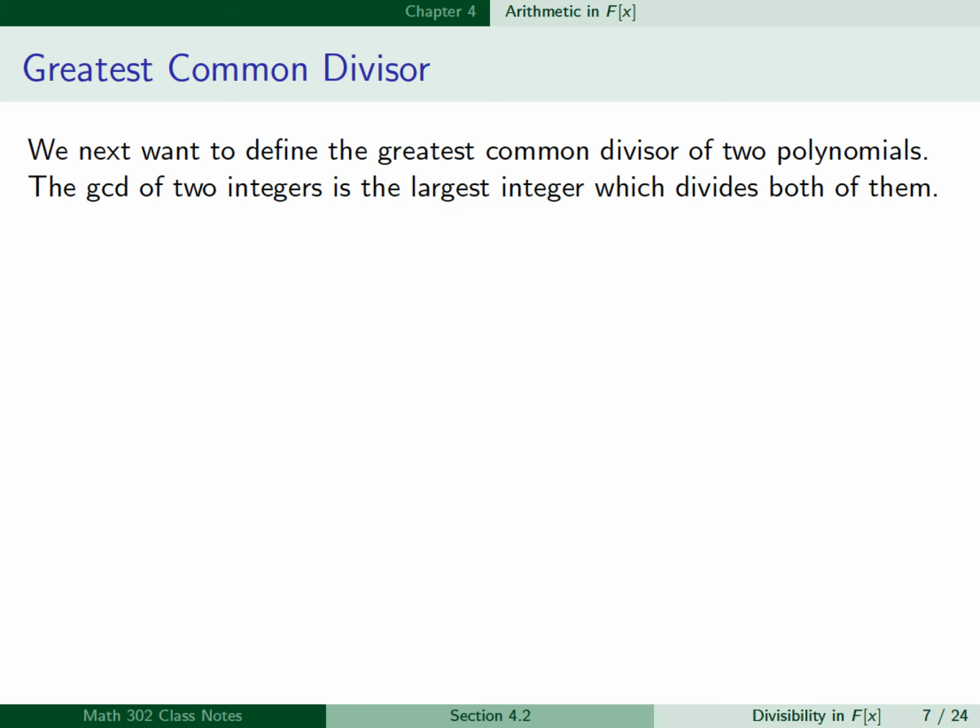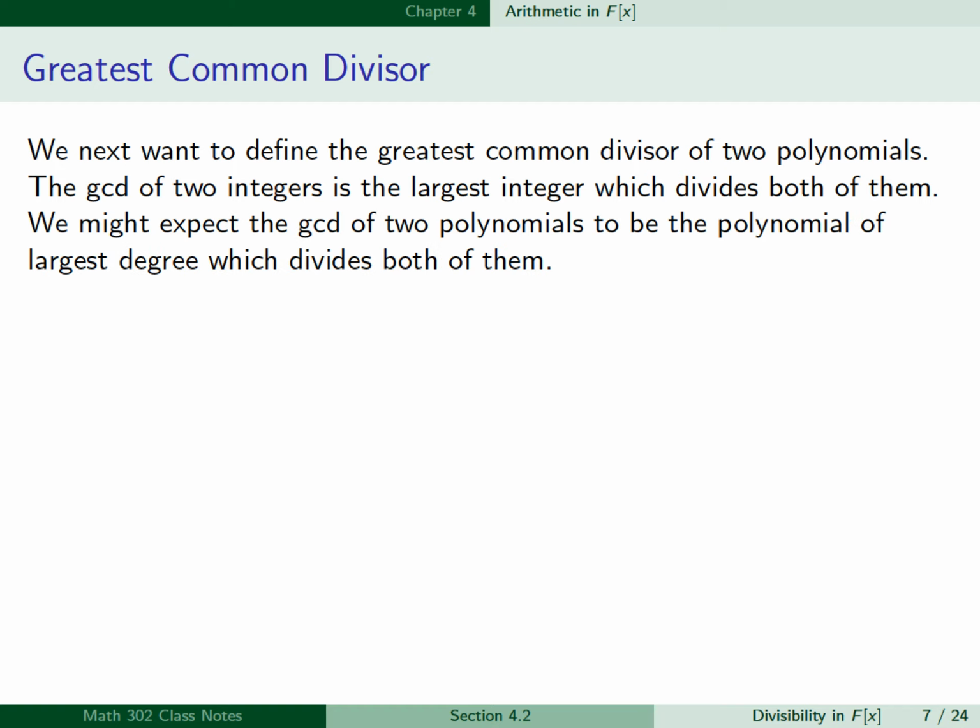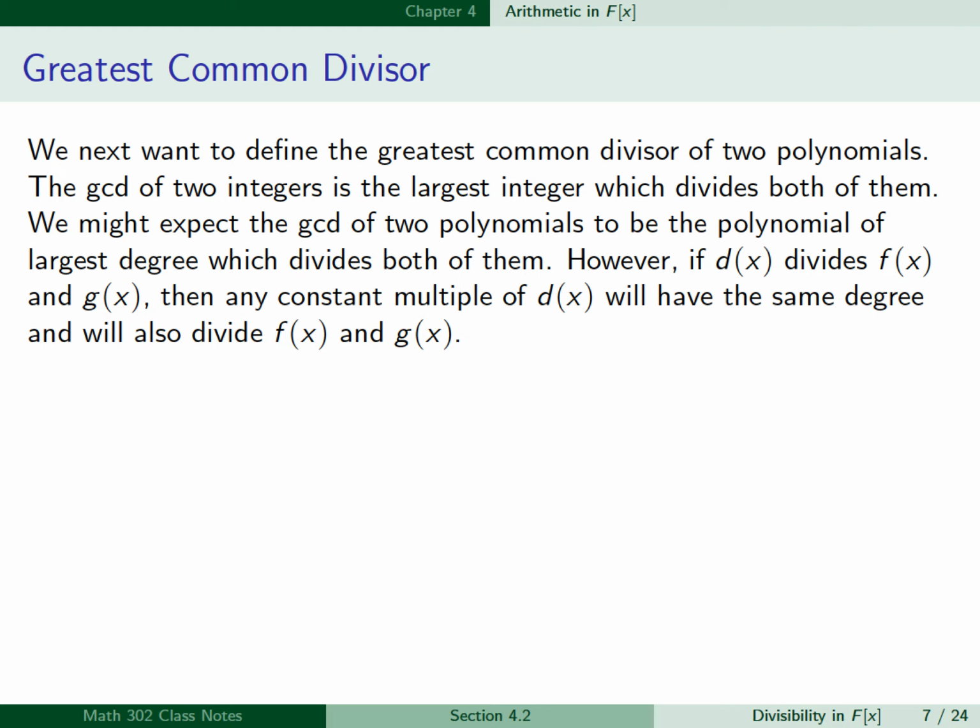The GCD of two integers is the largest integer which divides both of them. We might expect the GCD of two polynomials to be the polynomial of largest degree which divides both of them. However, if d(x) divides f(x) and g(x), then any constant multiple of d(x) will have the same degree and will also divide f(x) and g(x). The GCD will then not be unique.